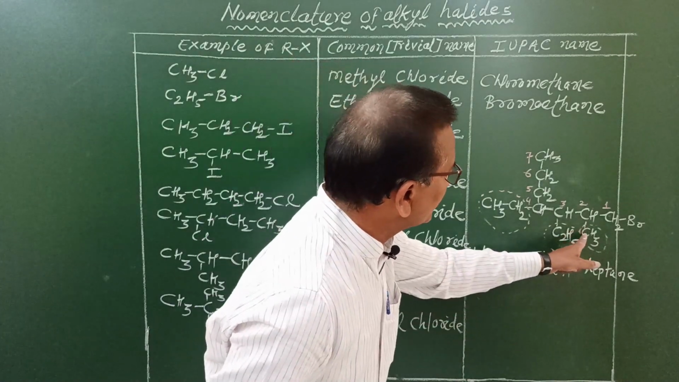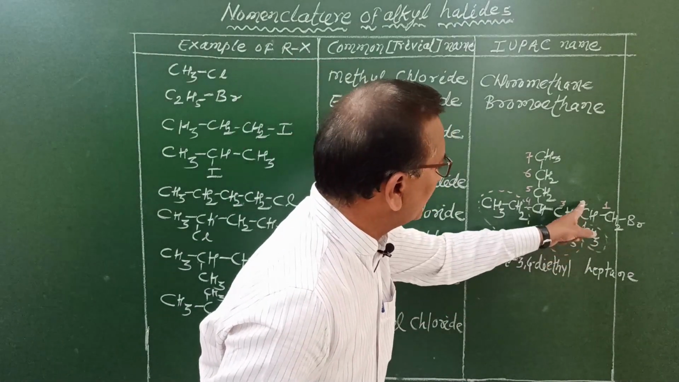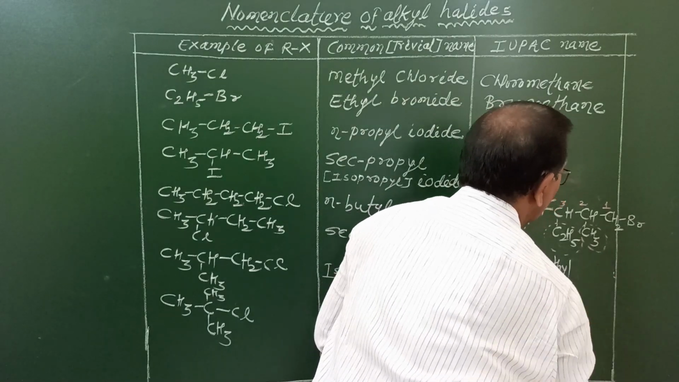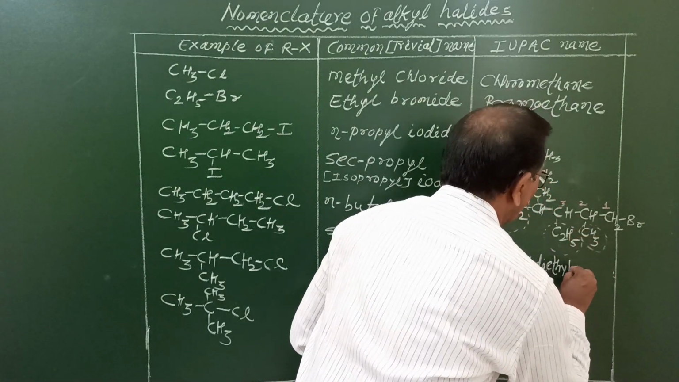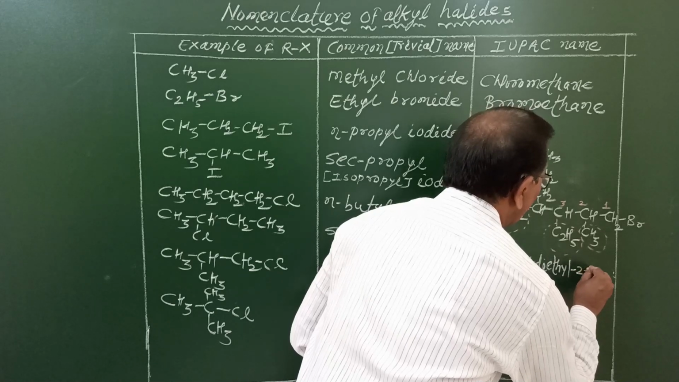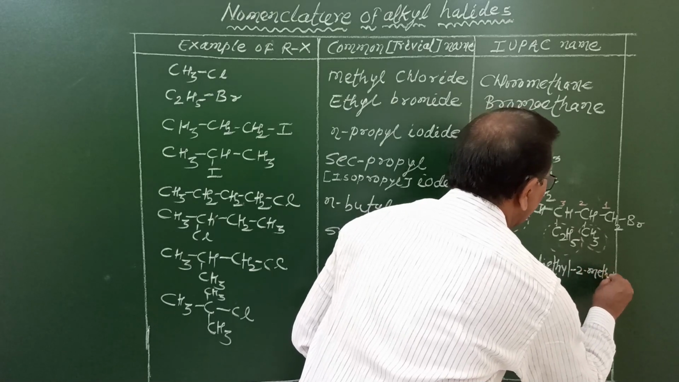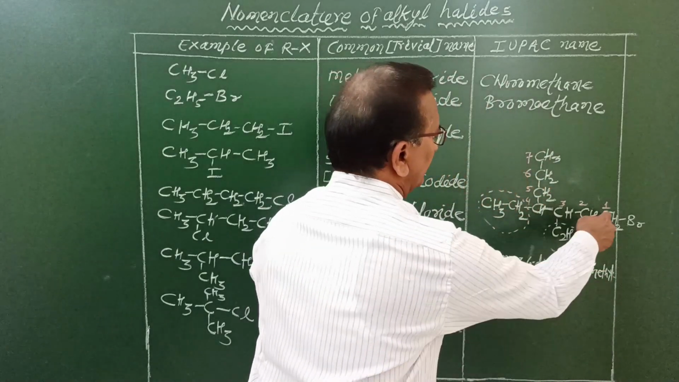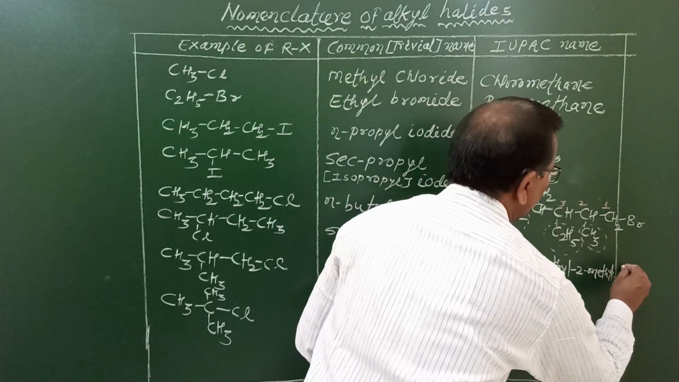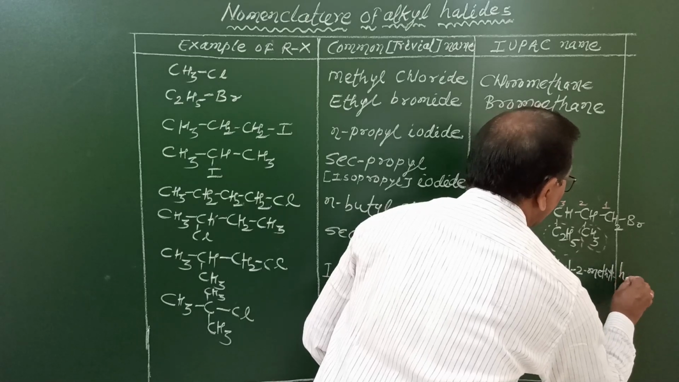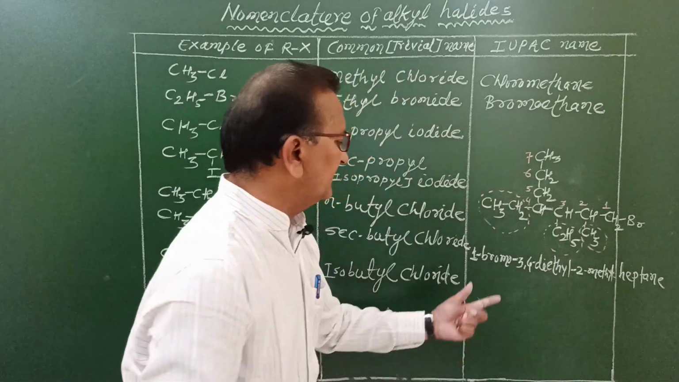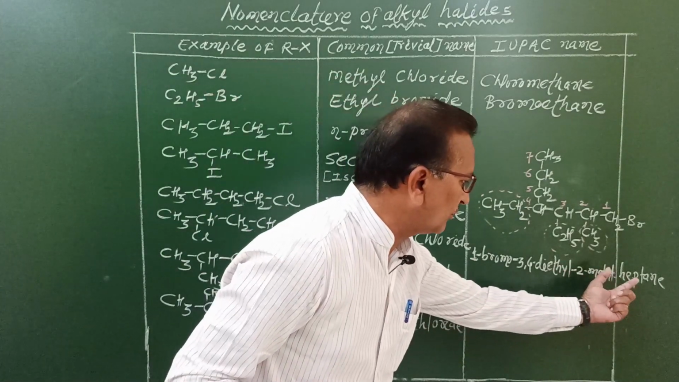And what about the position of methyl? The methyl group is bonded to carbon number 2. So for the position of methyl, again we have to put hyphen 2-methyl, followed by the name of the parent alkane. The name of the parent alkane is heptane. This complete name is written as one word.